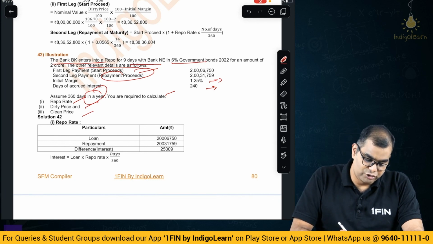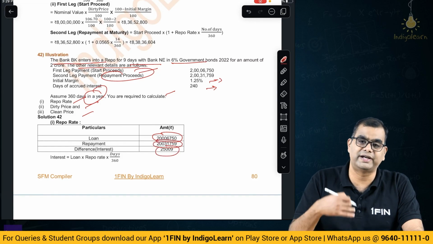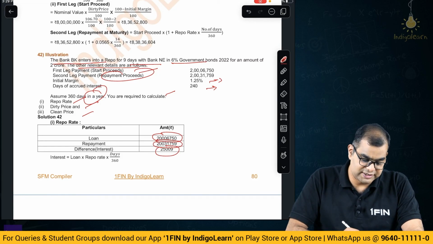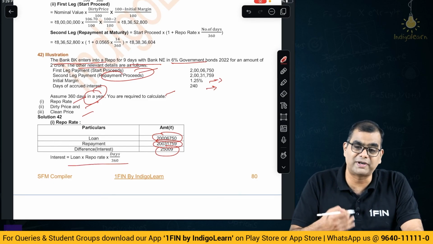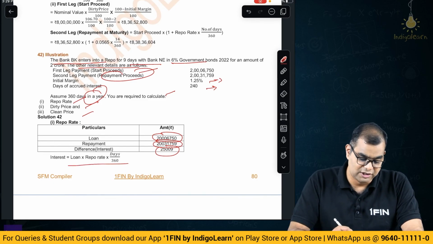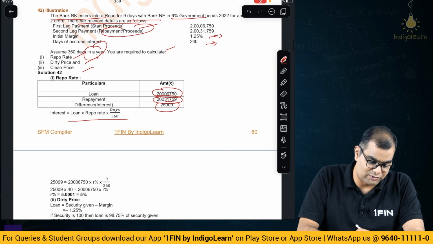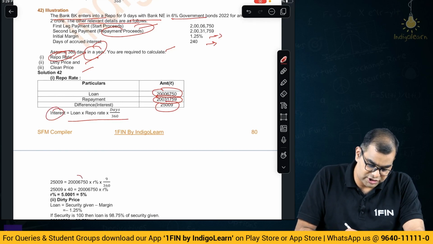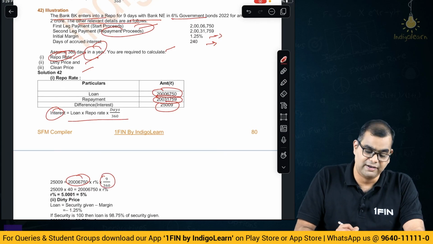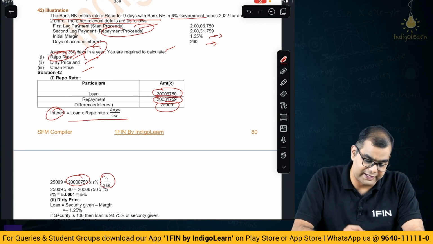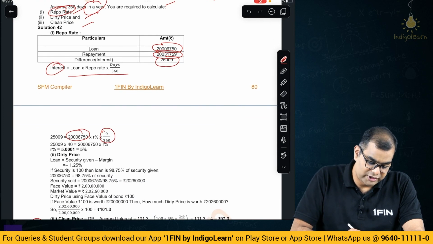What is repo rate? You have given a loan of how much? You have got back how much? So, what is the difference? Additional whatever you got is interest. Now, this interest as a percentage of the loan, you have to compute this interest percentage. That is what they have asked, what is the repo rate, right. So, interest value is the loan, 200,650, into some rate into 9 by 360. Why 9 by 360? It is given for 9 days. So, you get a repo rate of 5.001 or 5%.